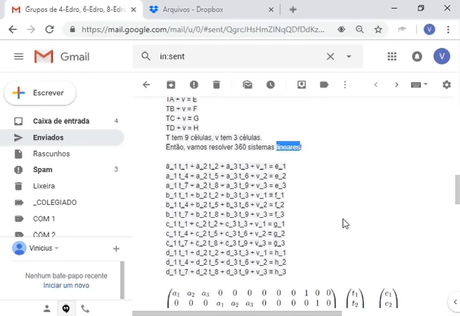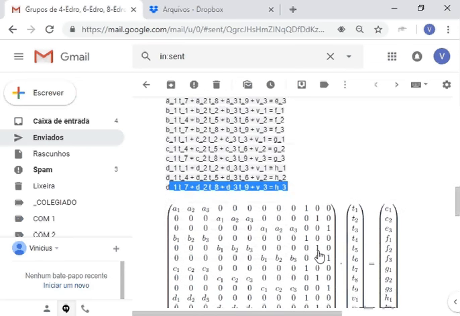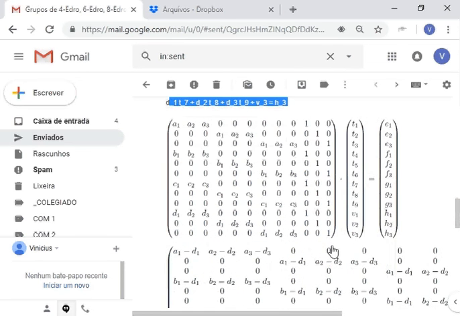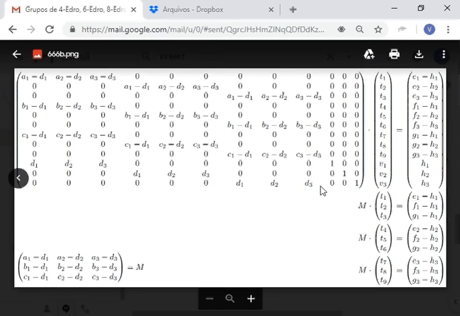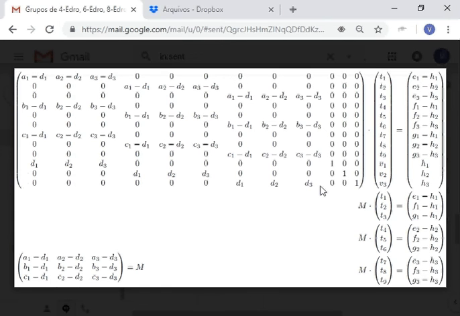Here is the system. Find T, find V: TA plus V equals E, up to TD plus V equals H. In matrix form, here is the system. A lot of zeros, a lot of identities, and it's easy to do scaling, pivoting, or apply Cramer's rule.